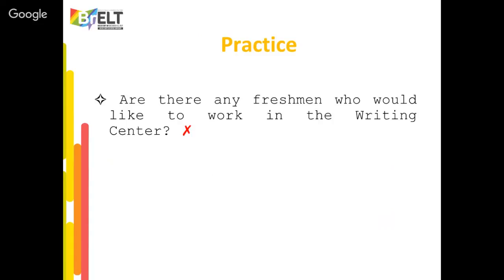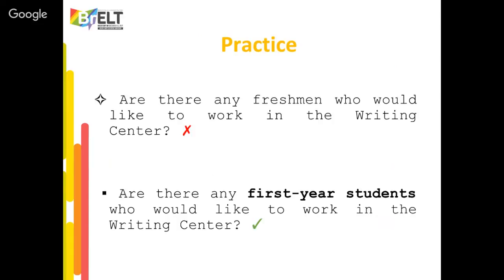Then we have a part taken from a listening exercise, and it says, are there any freshmen who would like to work in the writing center? So how can you change it to make it more inclusive and more gender neutral? Instead of saying freshmen, this one is a little bit trickier, but instead of saying freshmen, why not saying, are there any first year students who would like to work in the writing center? These words are very simple and we use them very often. And sometimes we have no idea how excluding they could be, right?